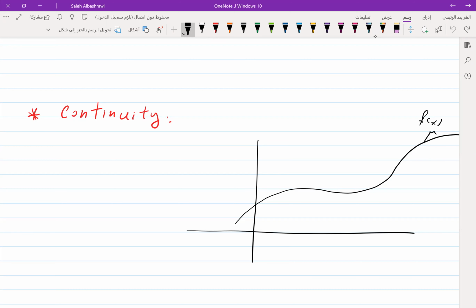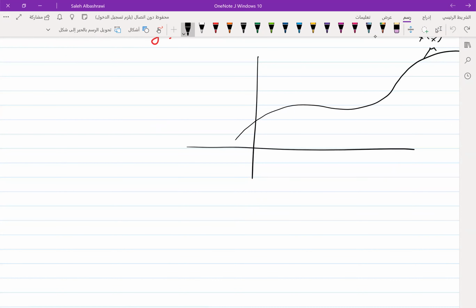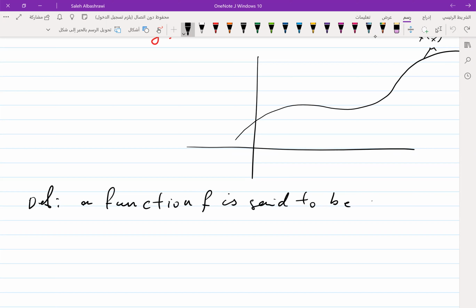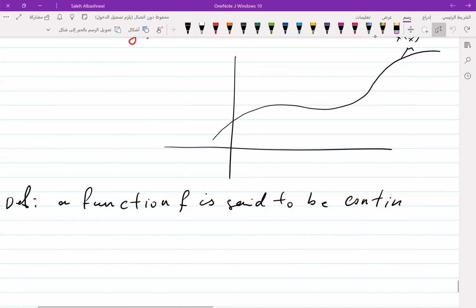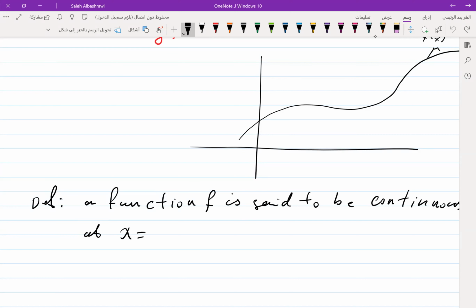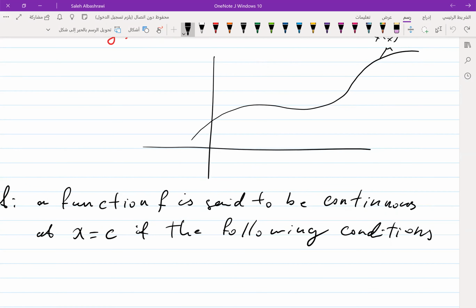But the formal definition for the continuity of a function: we say that a function is said to be continuous at a given point, at x equal c, if the following conditions are satisfied.